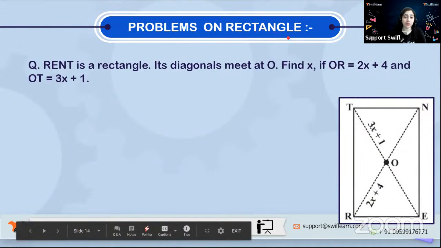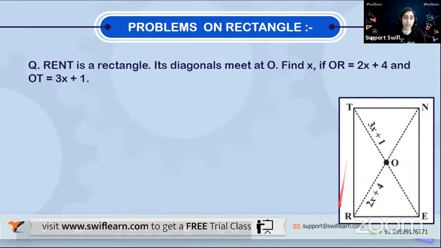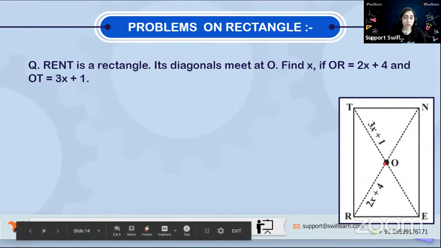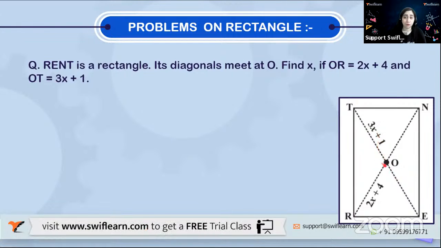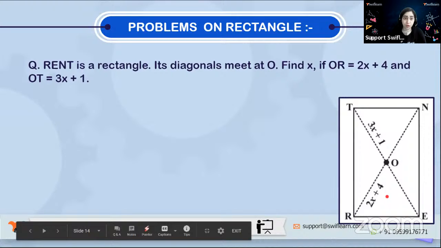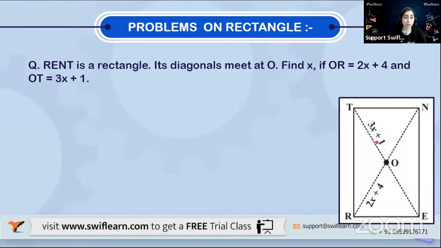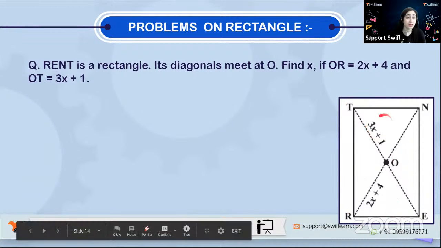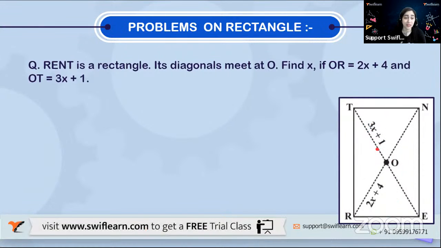Okay, so problems on rectangle. RENT is a rectangle. Its diagonals meet at O. Find the value of x if OR is equal to 2x plus 4 and OT is equal to 3x plus 1. Now, what do we know in this? We know that a rectangle is a parallelogram. Opposite sides are equal, angles are 90 degrees, we have understood. And we have also known that the diagonals are equal to each other, even though they bisect. This is the special case of a rectangle. That's what we have studied.